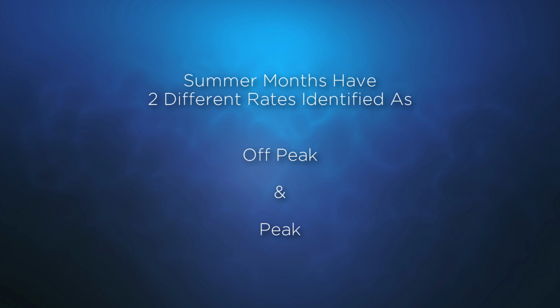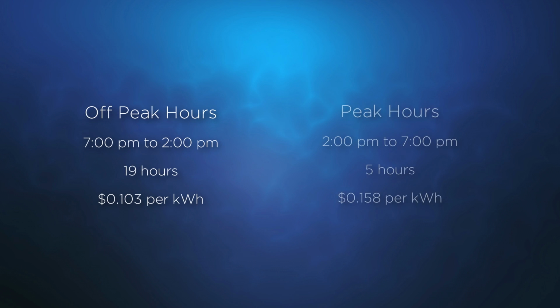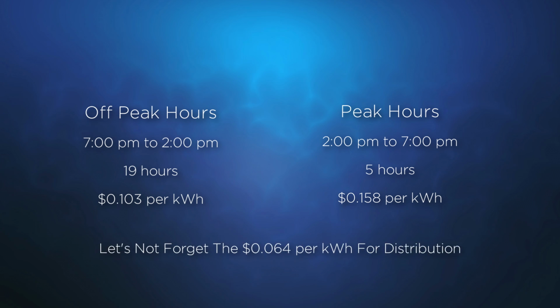The summer will cost more because there are two different rates, referred to as off-peak and peak hours. Off-peak hours are rated at nearly 10 cents per kilowatt hour for 19 hours a day, while the 5 peak hours each day are billed at 0.158 cents, which is a 35% price difference.